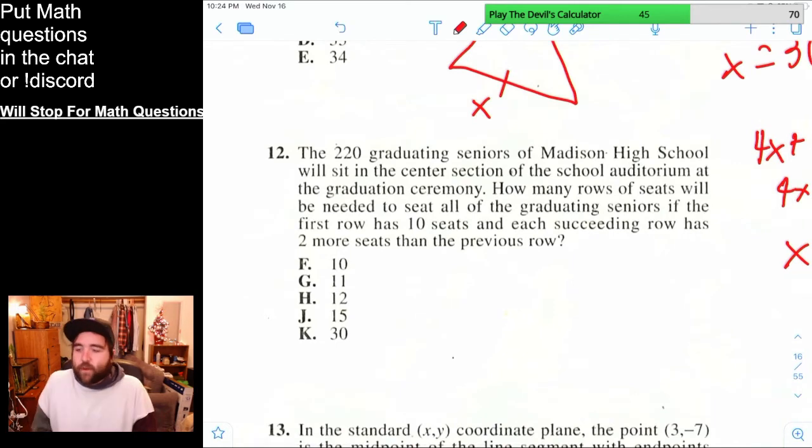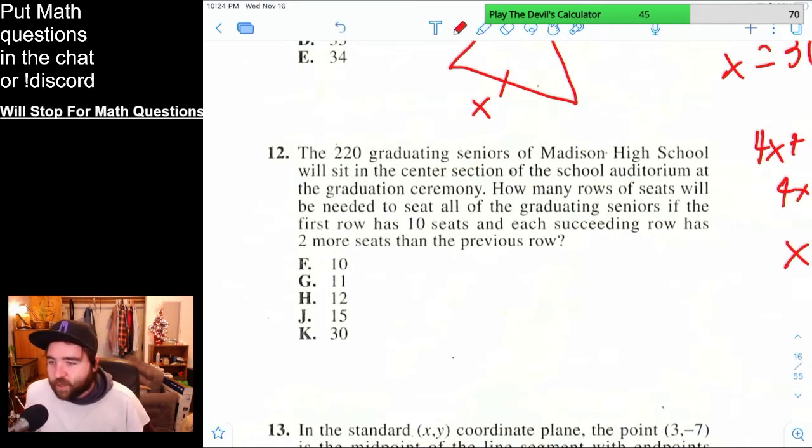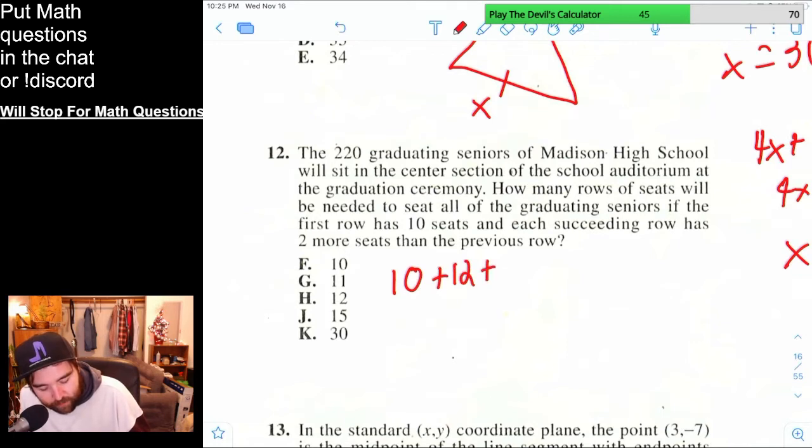All right, the 220 graduating seniors of Madison High School will sit in the center section of the school auditorium at the graduation ceremony. How many rows of seats will be needed to seat all the graduating seniors if the first 2 rows have 10 seats and then each succeeding row has 2 more than the previous row? Oh, that's interesting. I would just kind of want to add it up. The first row has 10 seats, and then 12, and then 14.